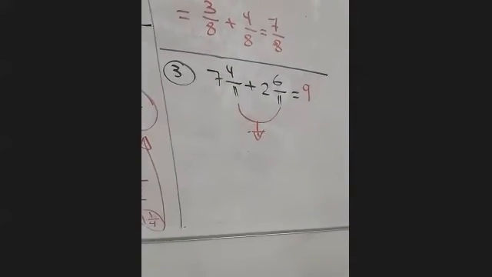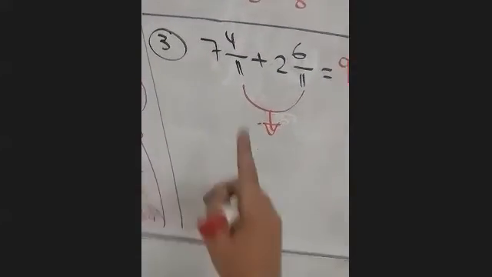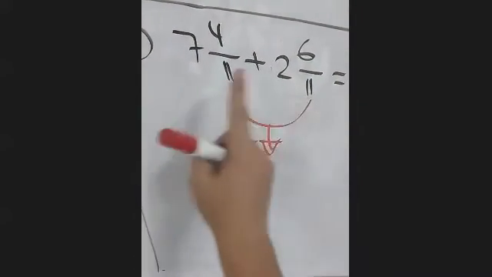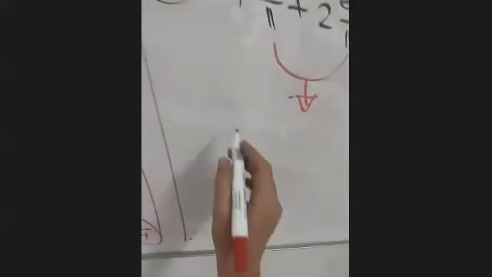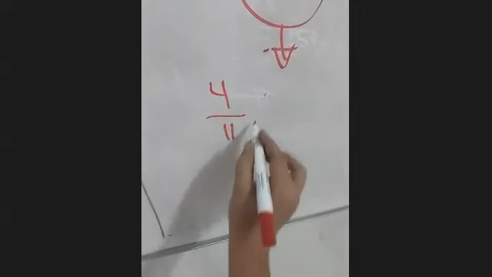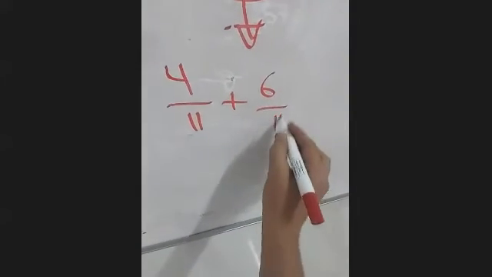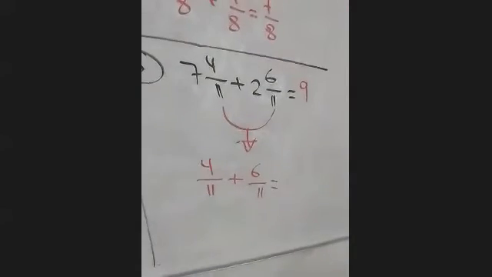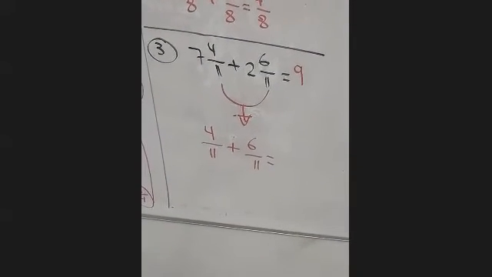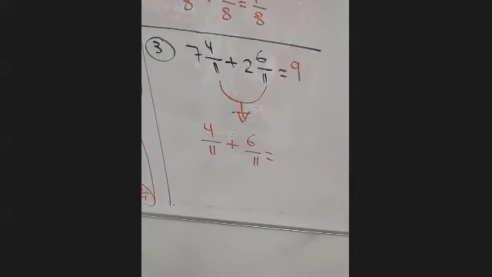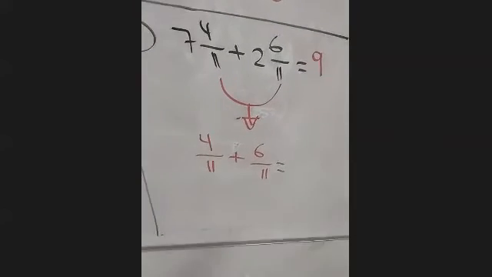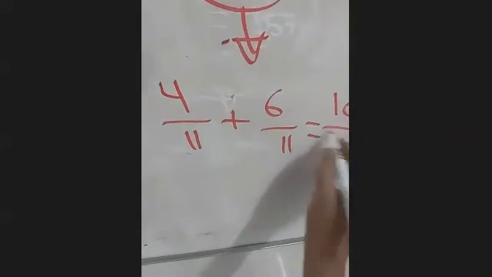We put them down. We will add the fractions. 4 over 11 plus 6 over 11. How do we add these two fractions? The denominator is the same, so we add and the answer is 10 over 11. Yeah, well done. 10 over 11.